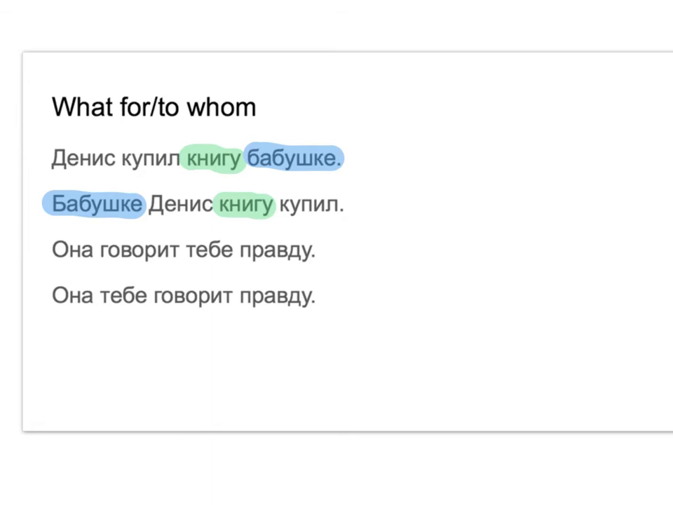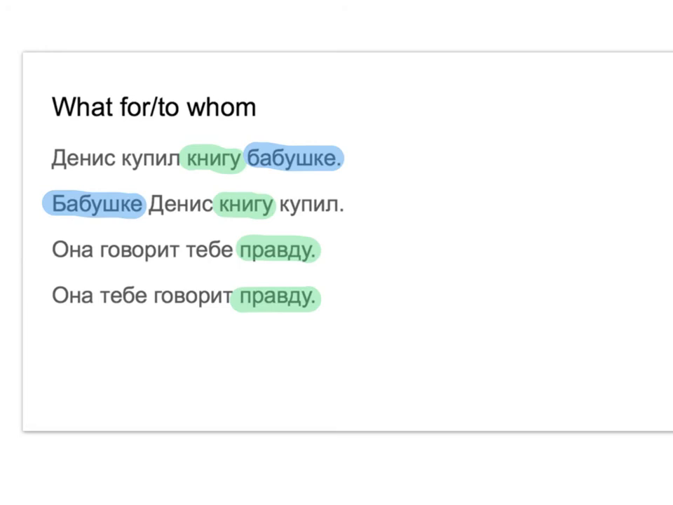Furthermore, this doesn't only happen with the verb to buy. It can be other verbs as well. Here's another example. Она говорит тебе правду. Она тебе говорит правду. Or we could move it around even more. Она тебе правду говорит.